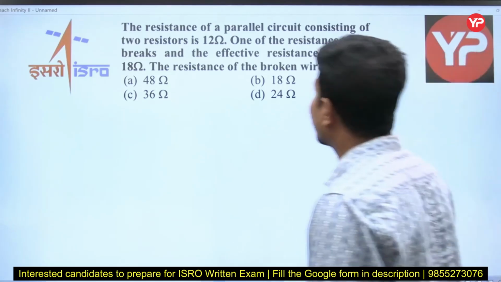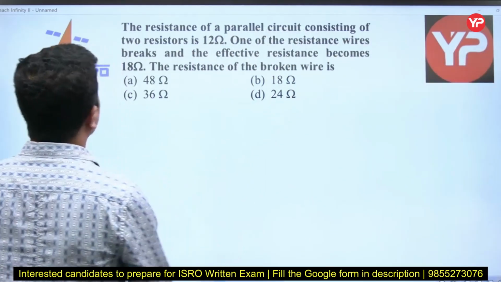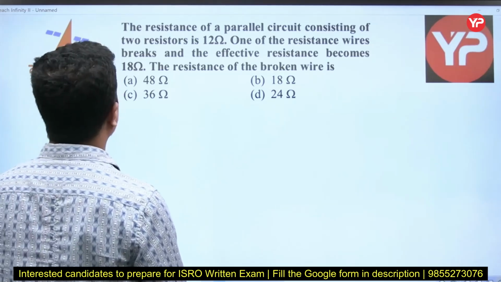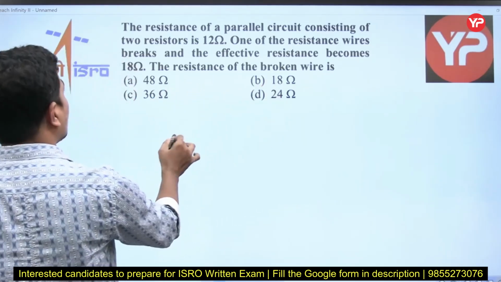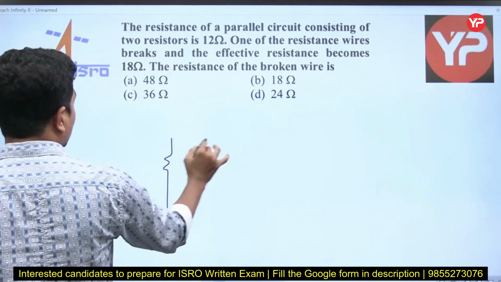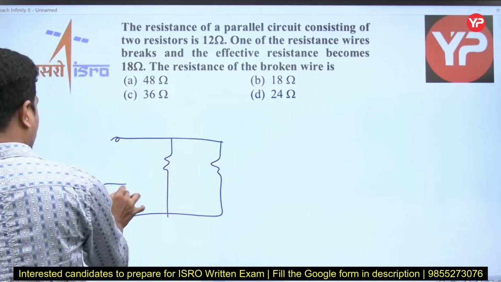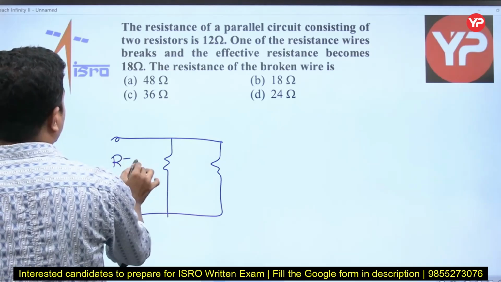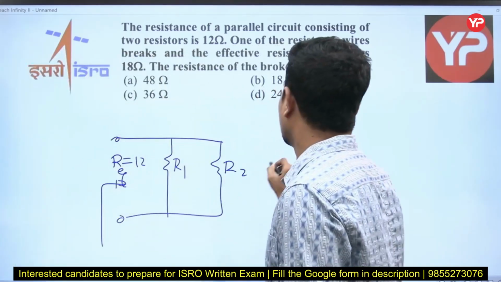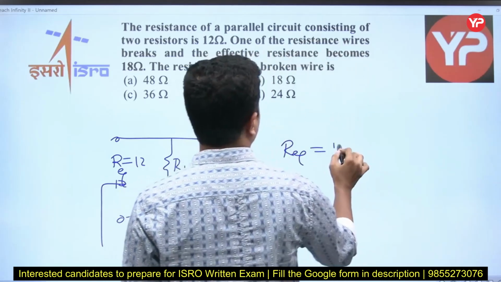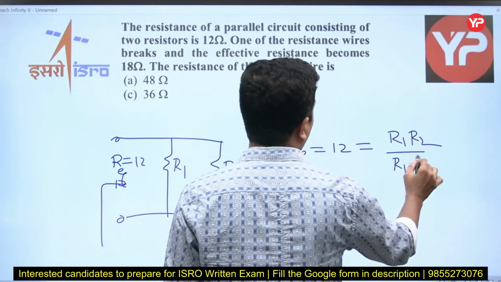The resistance of a parallel circuit consists of two resistances, 12 ohms. He's saying that there are two parallel resistances, and R equivalent is 12 ohm. Let's take them as R1 and R2. What is R equivalent? R equivalent is equal to 12, that is equal to R1 R2 by R1 plus R2.